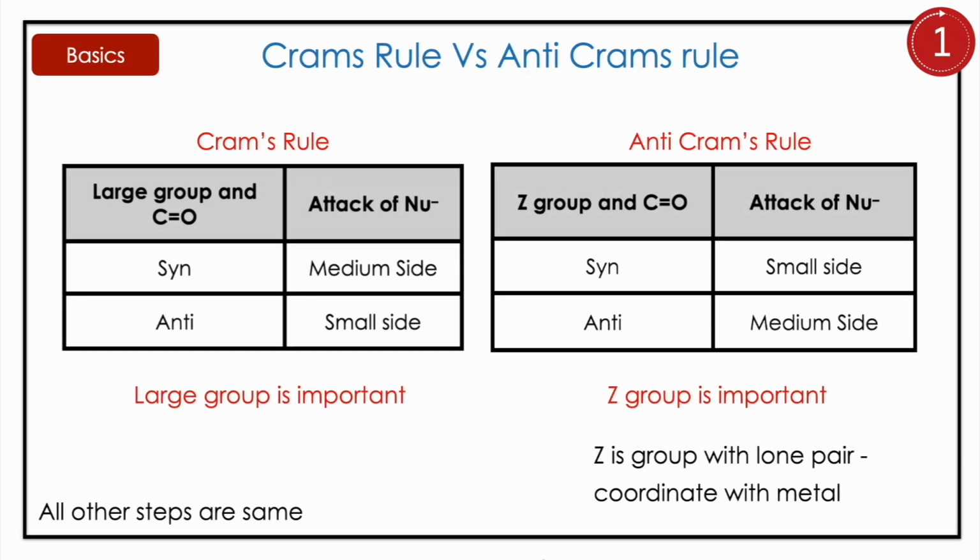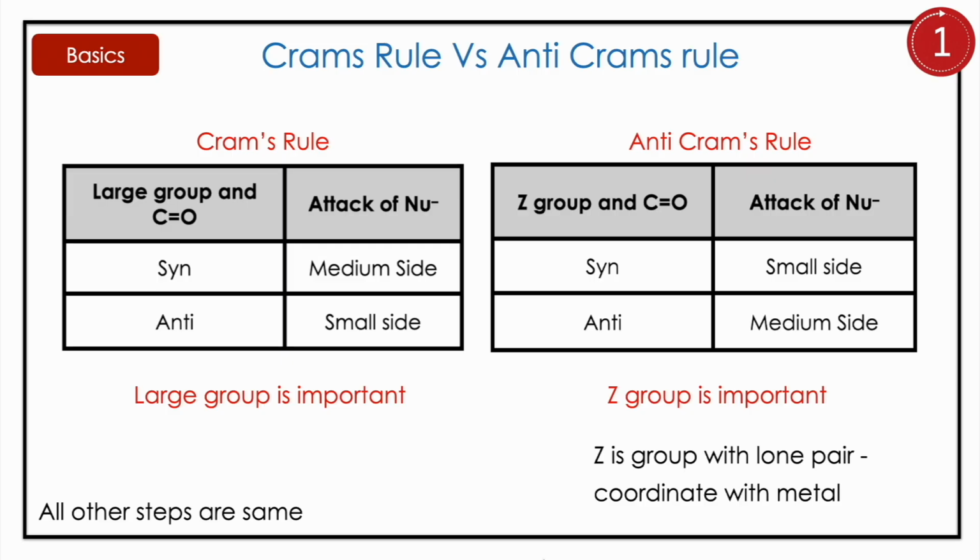Here, to avoid the confusion, better we will see Cram's rule versus anti-Cram's rule. Both are same, but in the sense of coordination, anti-Cram's rule differs. Cram's rule is dictated by the large group, anti-Cram's rule by the Z group. In Cram's rule, large group and C=O syn mean medium side attack, anti means small side attack. In anti-Cram's rule, Z group and C=O syn to each other mean small side attack, anti means medium side attack. Here the Z group is important.